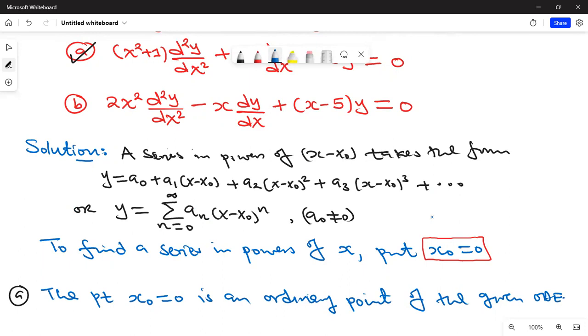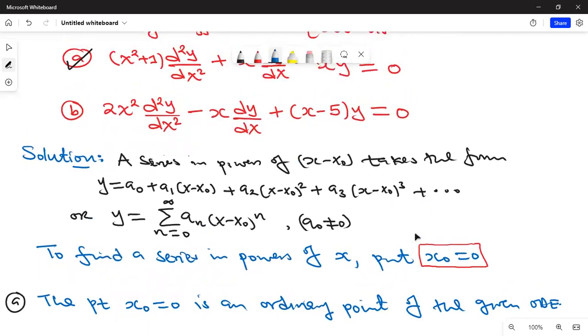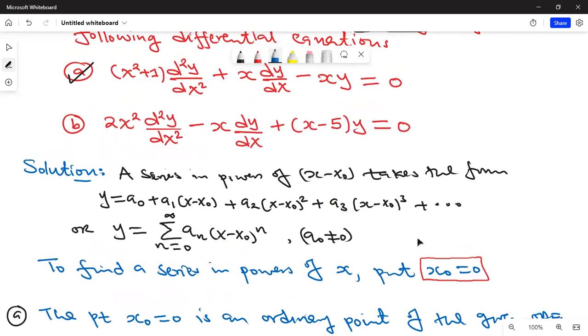I believe you know how to find ordinary points and singular points of any given differential equation. When we substitute 0 here, where we have x squared plus 1, we are going to get 1. When you get a number different from 0, then that point is an ordinary point. But if I had gotten a 0 here when I replace x naught, then you would say that that value of x naught is a singular point. So in this case, it is an ordinary point of that given ODE.